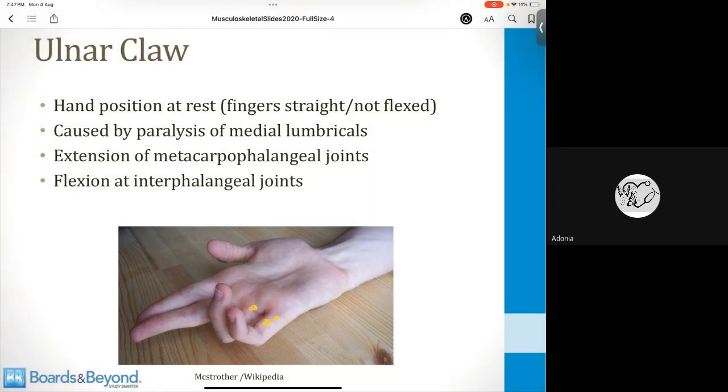Okay, so this is your ulnar claw. You can see that here we have extension at the metacarpophalangeal joints and flexion at the interphalangeal joints. So it's going to give us an ulnar claw, right?